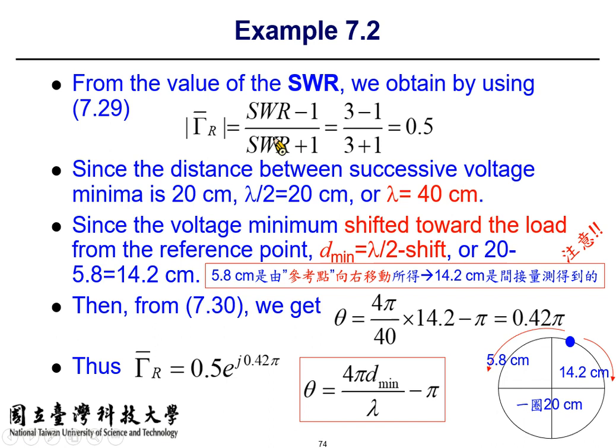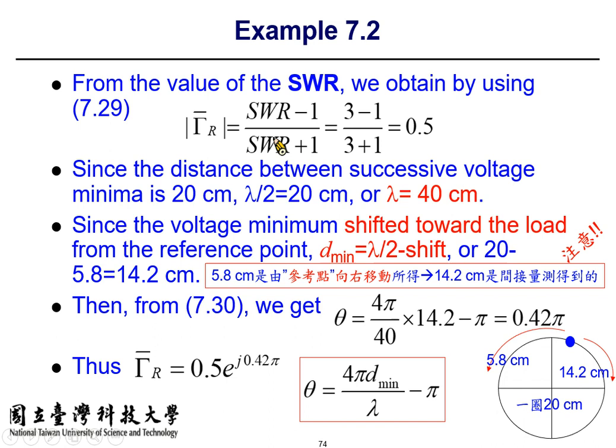And now, this sentence is the most tricky part of this example. So be careful. You need to keep up with me about the meaning of this sentence. Because the voltage minimum shifts toward the load. What do you mean, shifts toward the load? On the transmission line, you have 2 ends. The right end is the load. The left end is what? Generator. Okay? To the left is the generator. To the right is the load.